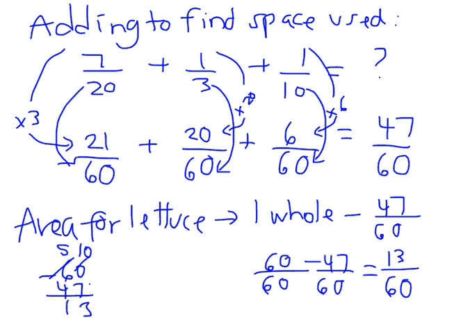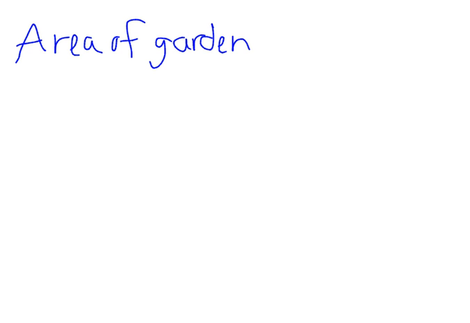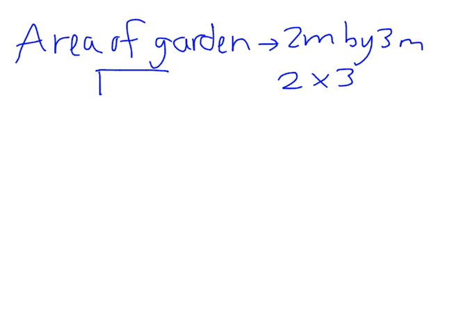Now what is the whole space? The garden. Okay. So the area of the garden, if you remember from our first page, it was 2 meters by 3 meters. So what is the area of 2 meters by 3 meters? We do 2 times 3. Imagine that we have our rectangle here. 2 times 3. So our area is 6 square meters.